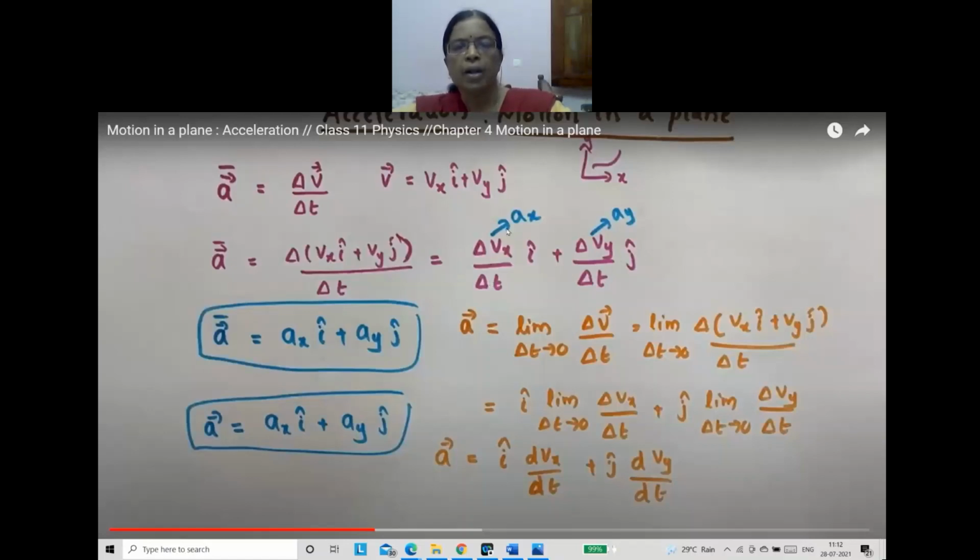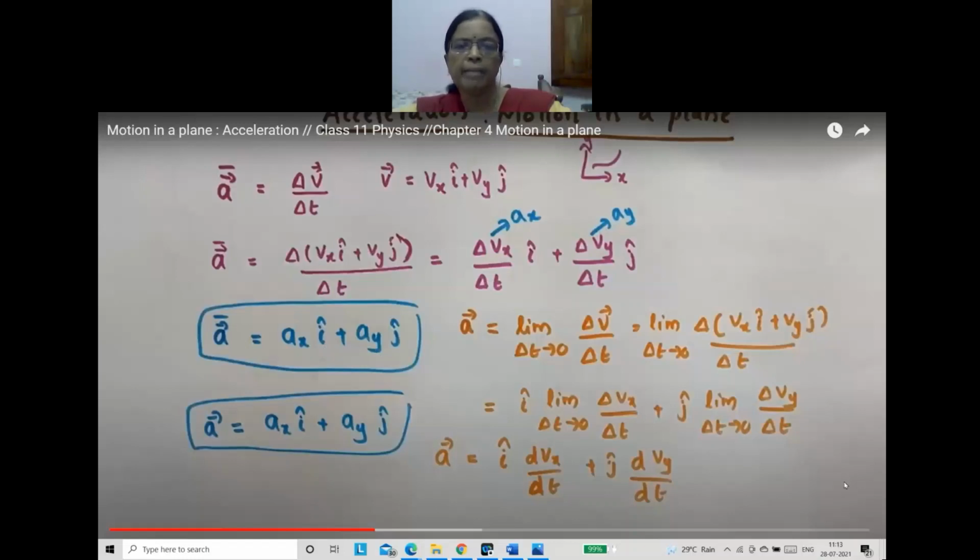And we know delta Vx by delta t, that is Ax, x component of acceleration, and delta Vy by delta t, that is y component of acceleration. Change in velocity by time, that is acceleration. And here x is written, that means x component of acceleration. And here y is written, that means y component of acceleration. So we can write vector A bar, the average acceleration, is equal to Ax i cap plus Ay j cap.